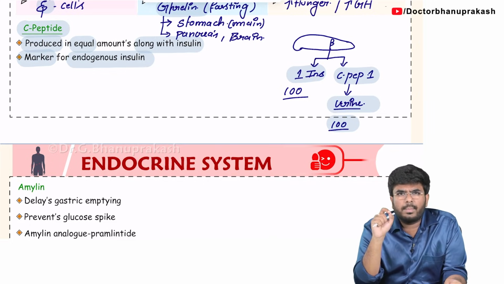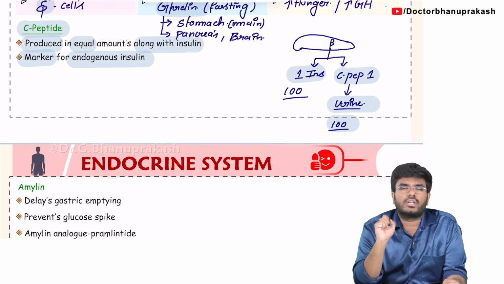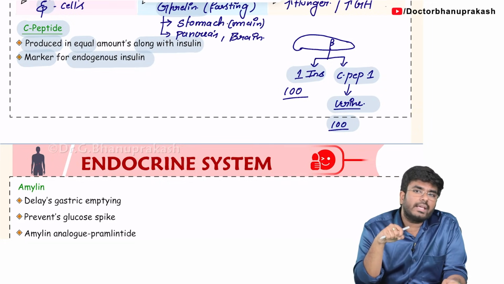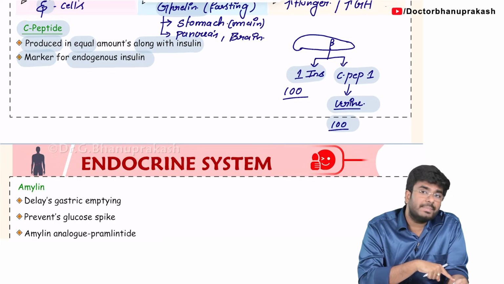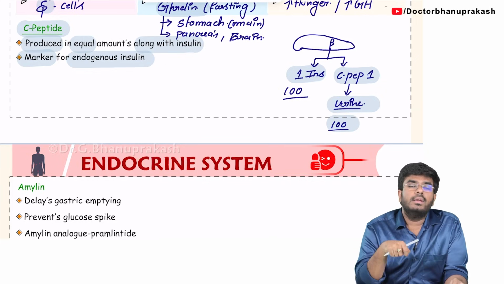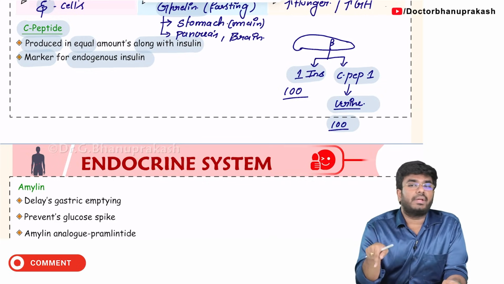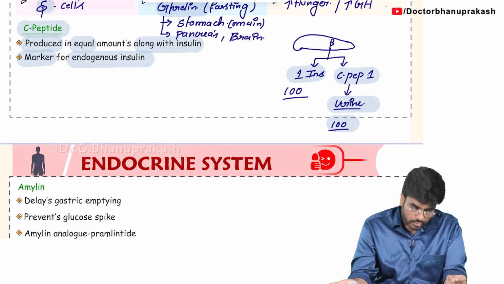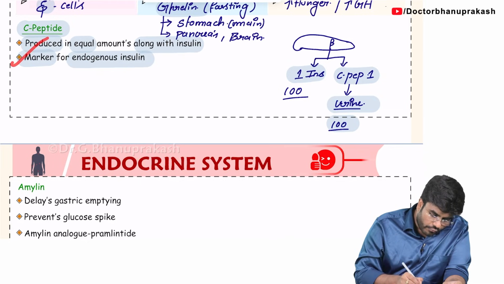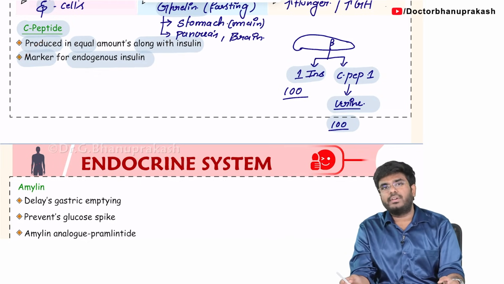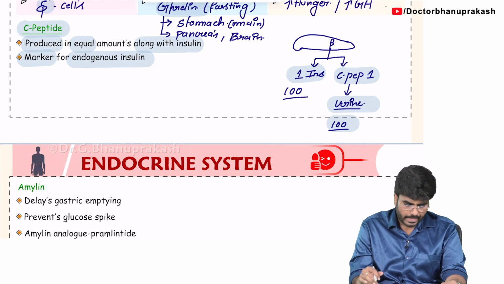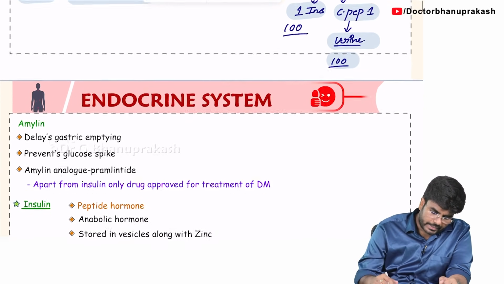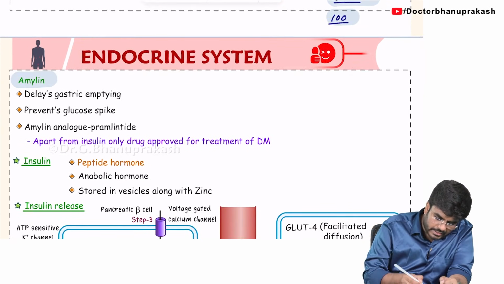Now, the problem is insulin has a very short half-life, guys. So I cannot directly measure the insulin levels. Indirectly, I can measure the amount of C-peptide in the blood or in the urine. So by looking at the C-peptide, you can know how much endogenous insulin is getting produced. Yes, C-peptide is a marker of endogenous insulin. Done. Next step. After C-peptide, now let's discuss amylin.